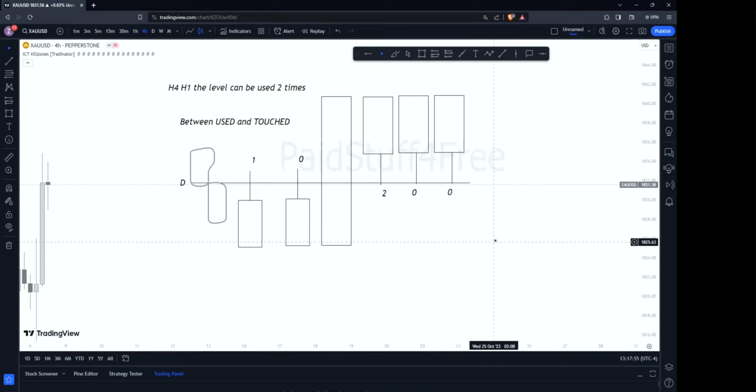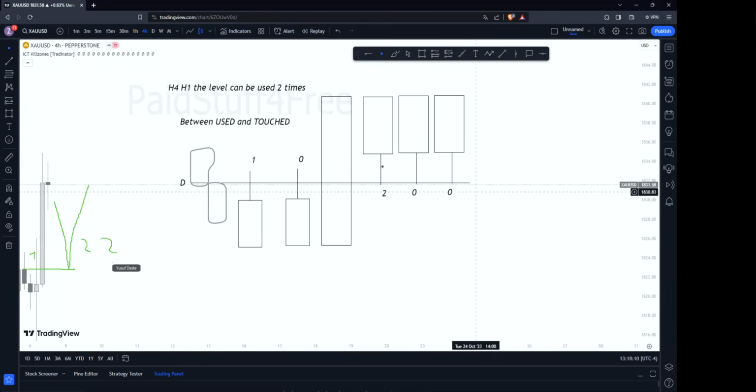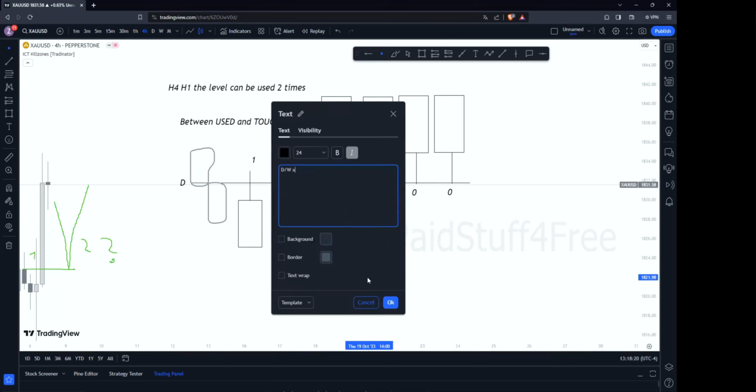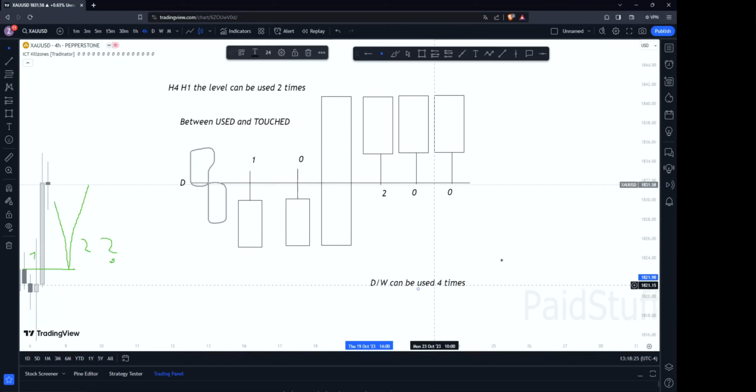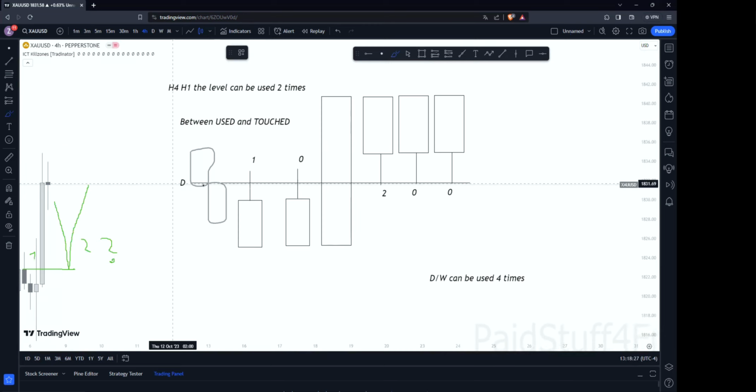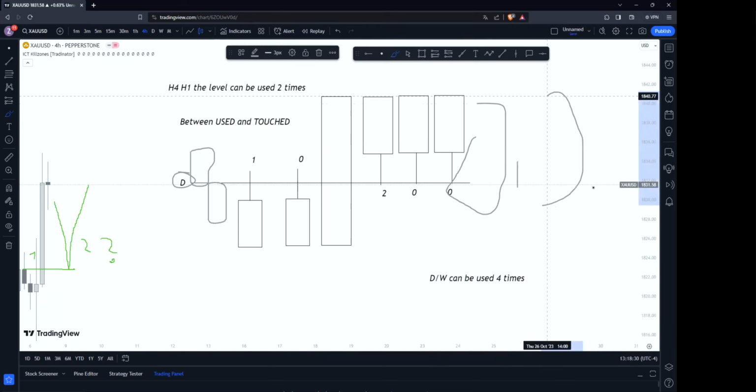In that case, we can't use that level anymore. Yes, we can't use that level anymore, but I didn't finish. I said on the H4 and H1, the level can only be used 2 times. So if this is H4 or H1, that means we can't use this level anymore. But if the level is daily or weekly, it can be used 4 times. So this is a daily. It can break, touch, break, touch, and that's it.